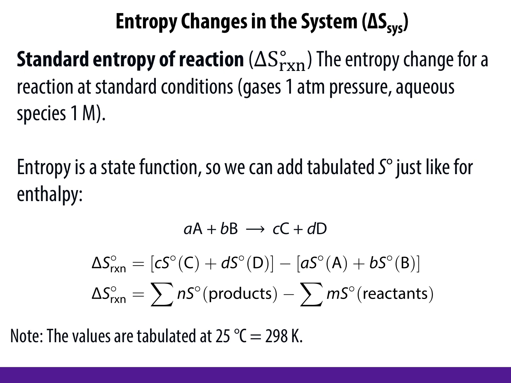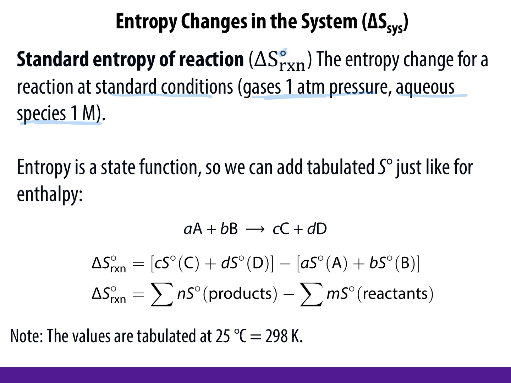So delta S naught of reaction is the entropy change for the reaction at standard conditions. Gases at 1 atmosphere of partial pressure and aqueous species at 1 molar concentration. In this case, we really do need to specify this circle here. That's important. That means those standard conditions, 1 atmosphere for gases, aqueous species at 1 molar concentration. It turns out that the concentration of an aqueous species or the pressure of a gas has a large effect on entropy. The lower the pressure, the greater the entropy. The same for the concentration. The lower the concentration, the greater the entropy. So therefore, we do need to always specify what concentration we're thinking about.